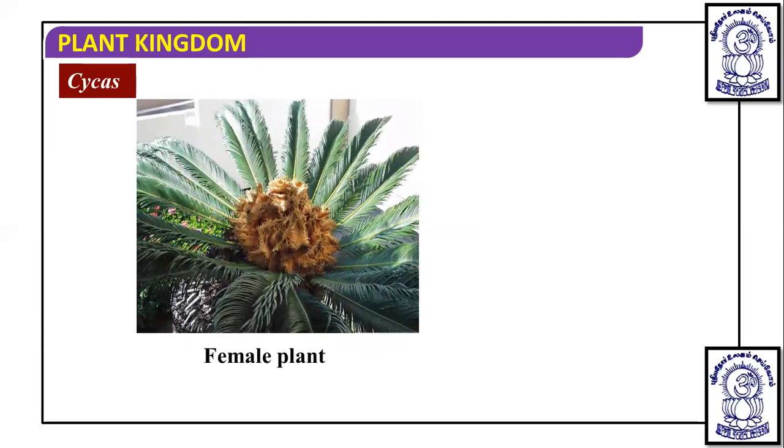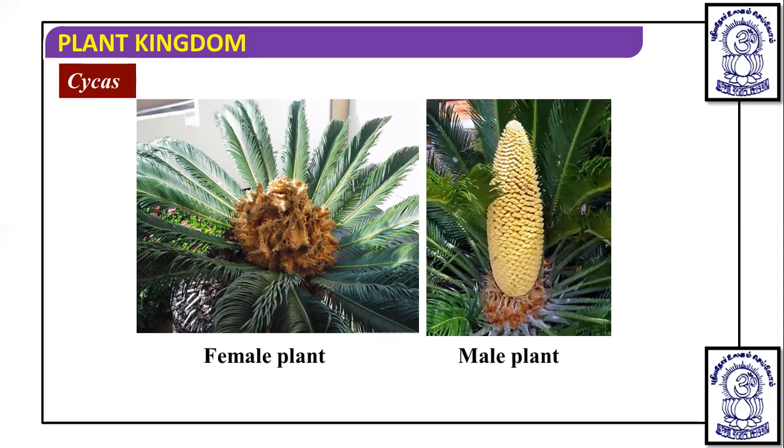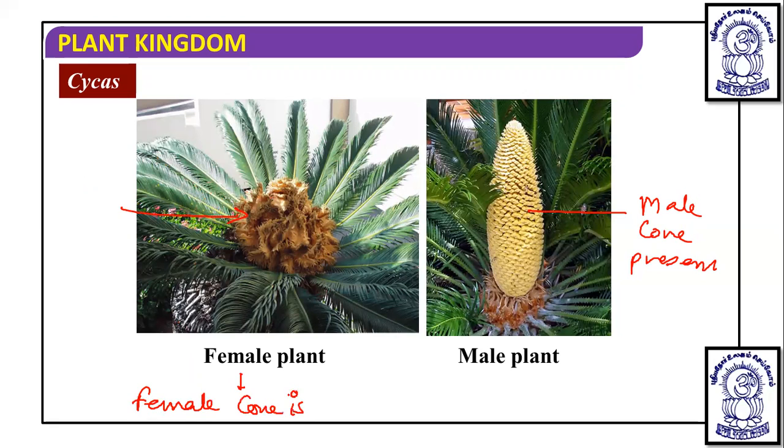Cycas is particularly a dioecious plant, and they have a female plant and a male plant. Now, in Cycas, you have to remember that this is a male cone. In the male plant, the male cone is present, but in the female plant the female cone is absent. So in the female plant, the female cone is absent. So this is nothing but megasporophylls. Okay.